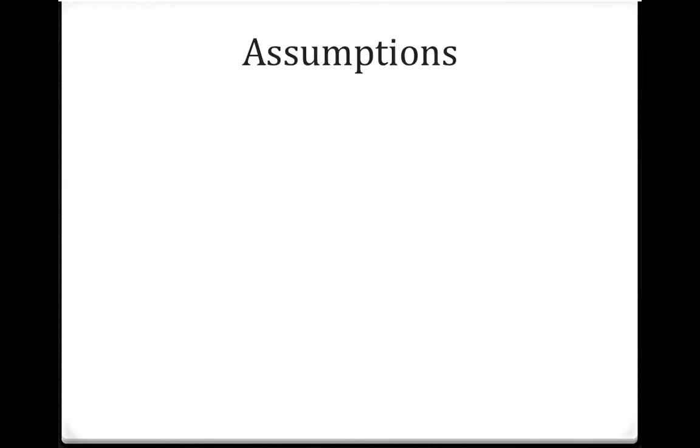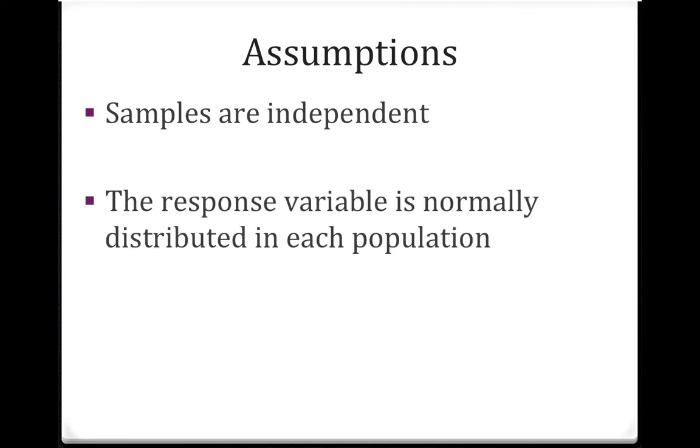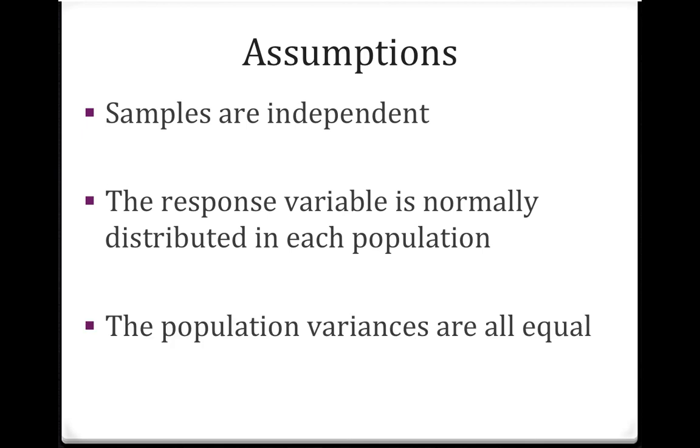There are 3 assumptions. The first assumption is that the samples are independent. In other words, there are different individuals in each group and they are in no way matched or paired. The second assumption is that the response variable is normally distributed in each population. In practice, we don't have access to data from the populations, so we look at the sample distributions. The data in each group should be approximately normally distributed.